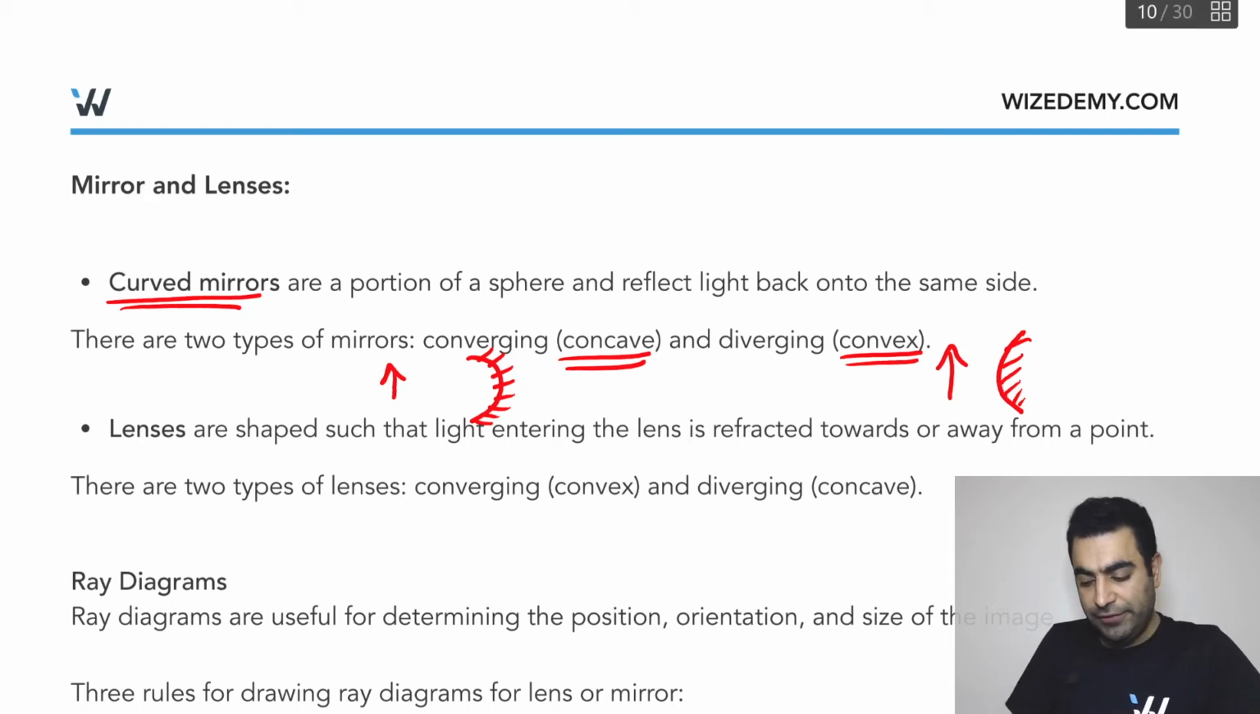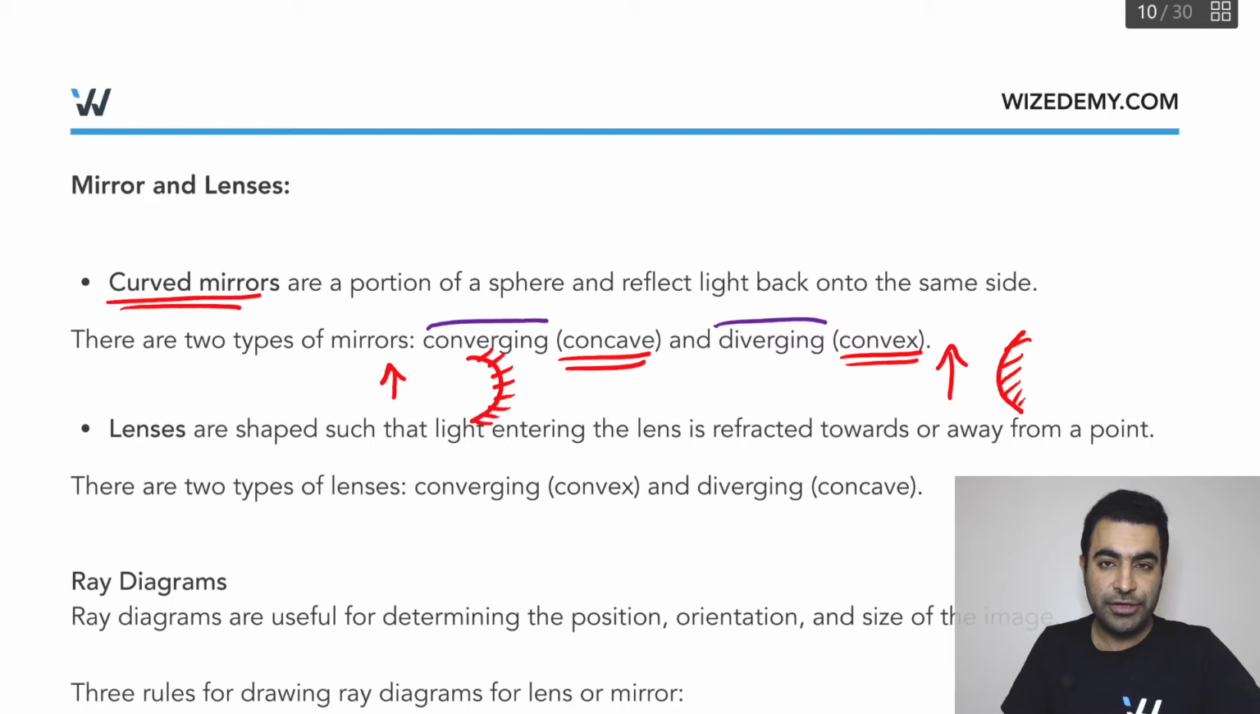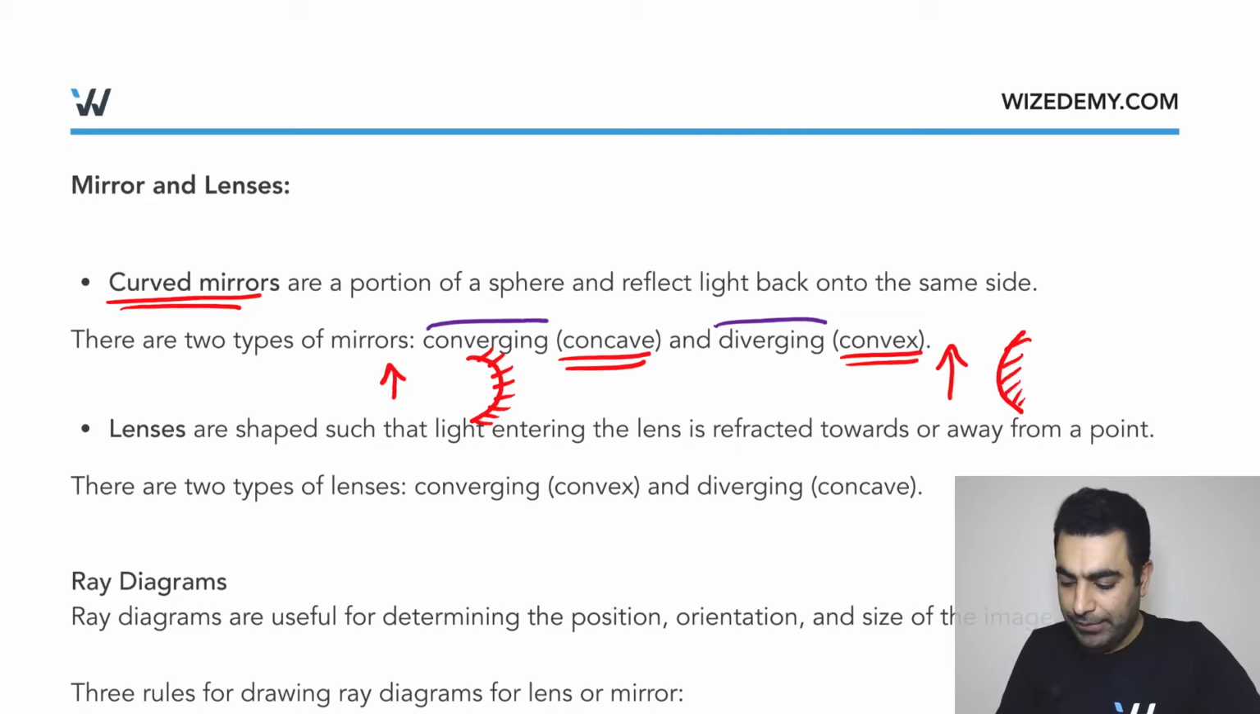We have two other names as well for these two. For example, the concave mirror is also known as a converging mirror, and the convex mirror is also known as a diverging mirror. We will see why we call them like this a little bit later.